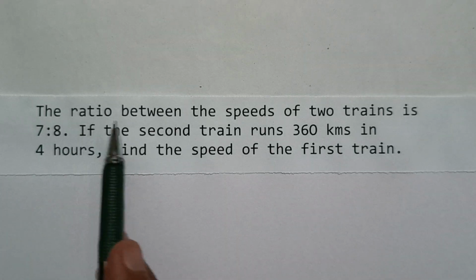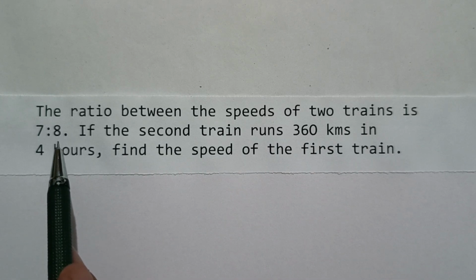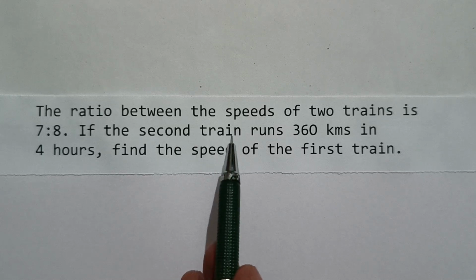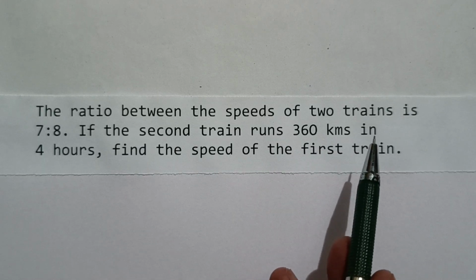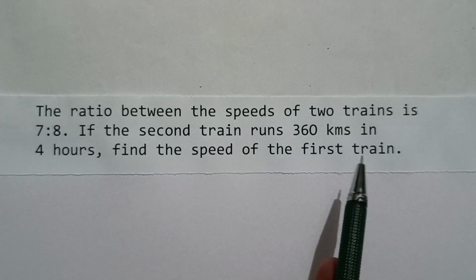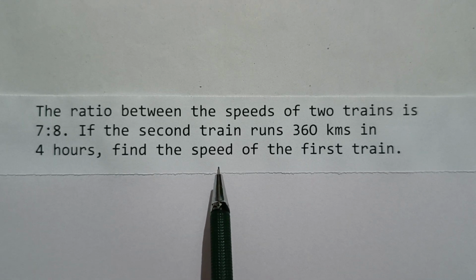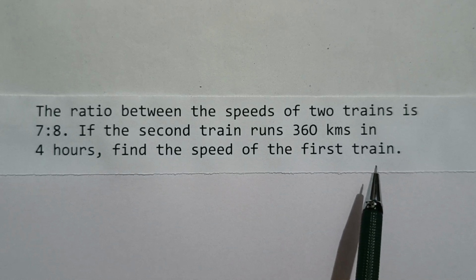The ratio between the speeds of two trains is 7:8. If the second train runs 360 kilometers in 4 hours, find the speed of the first train. So in this question we have to find what is the speed of the first train.